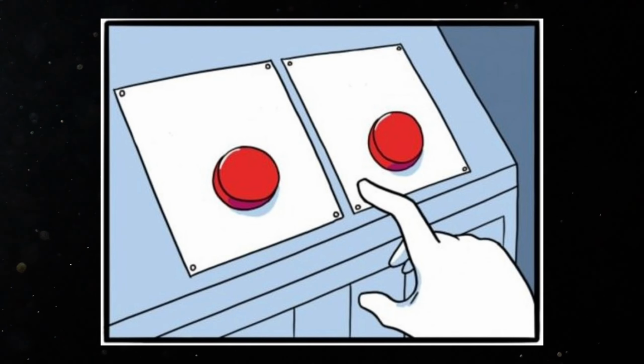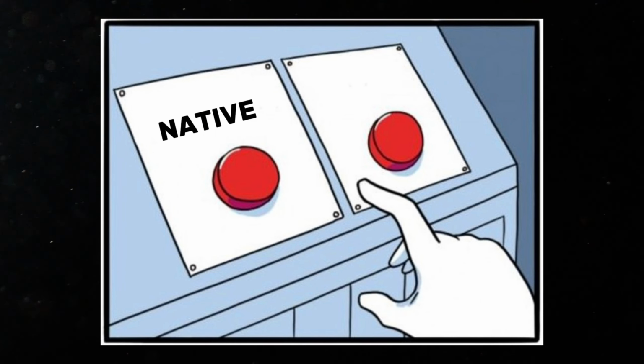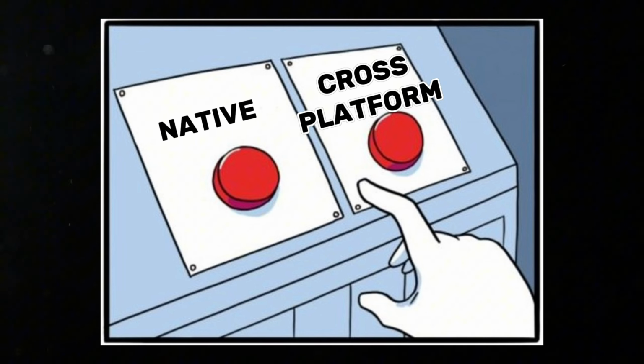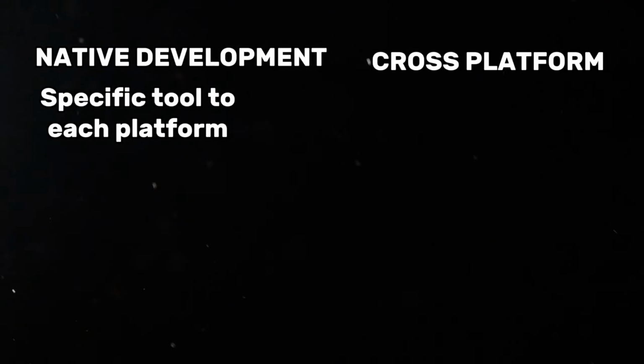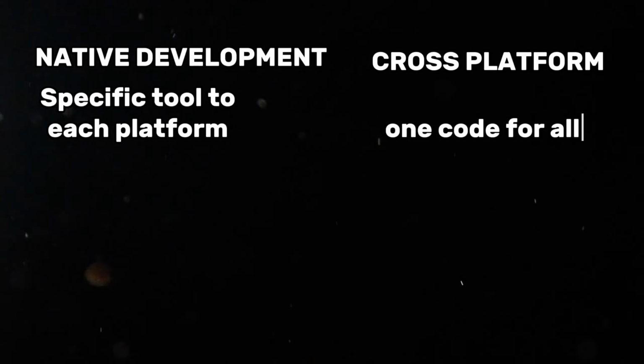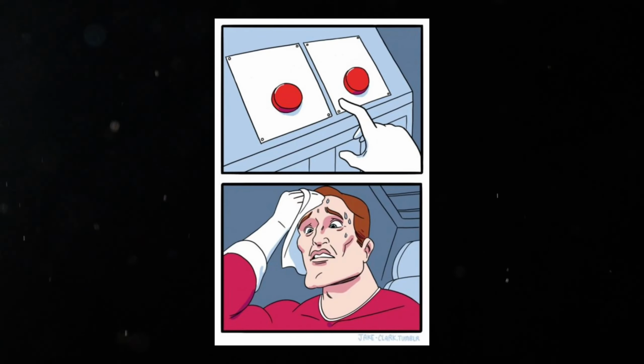There are two major ways to build mobile apps. We have native development and we have cross-platform development. Native development means using tools specific to iOS or to Android, while cross-platform lets you write one code for both mobile platforms. Choosing the right tools depends on your goal.